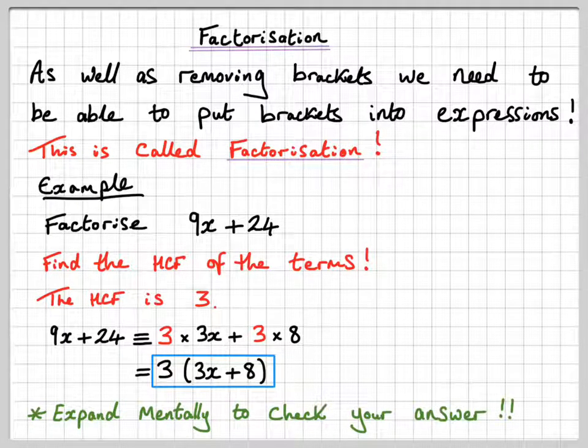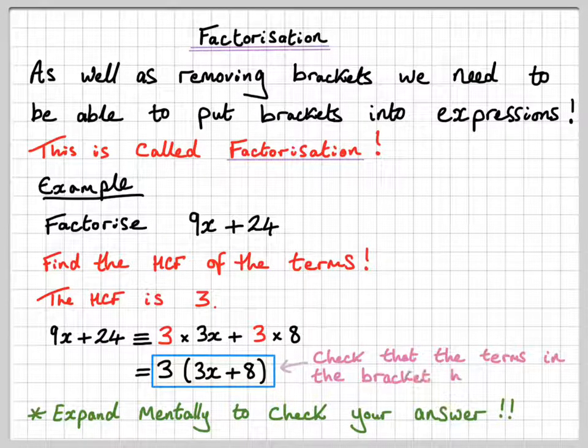And there's one more check that we can do, and that's just check with the numbers or the terms inside the brackets that there are no further common factors. If there are, it meant that the original highest common factor that we chose in fact wasn't the highest common factor at all. If we're careful in our choice for highest common factor, this should never be a problem.